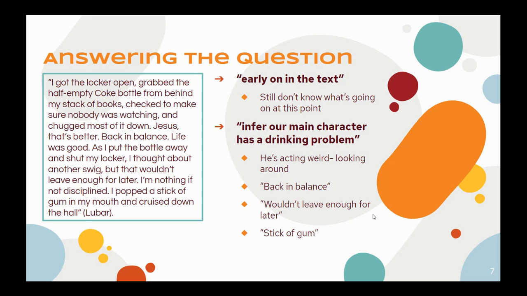He's acting weird, he's looking around, he's checking to see if anyone's watching. He uses the word choice "back in balance," "wouldn't leave enough for later," and he chews a stick of gum. So those 3 different quotes from the text lead me to believe something else is going on here. Maybe at this point I don't know he has a drinking problem, but I definitely know something's going on with this Coke bottle, and it's not just a normal situation where a student is going to his or her locker to get a drink.